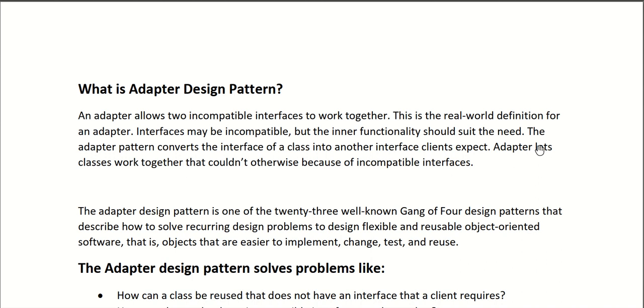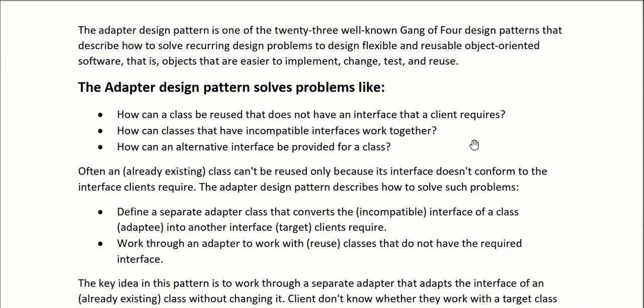So let's see, the adapter design pattern solves what problem over here? How can a class be reused that does not have an interface that a client requires? So there is an existing legacy class which has the functionality which satisfies our need, but the interface is not compatible with the client which he is expecting. How can classes that have incompatible interfaces work together? How can an alternative interface be provided for a class?